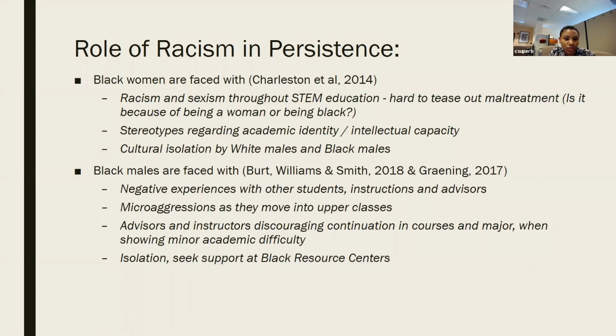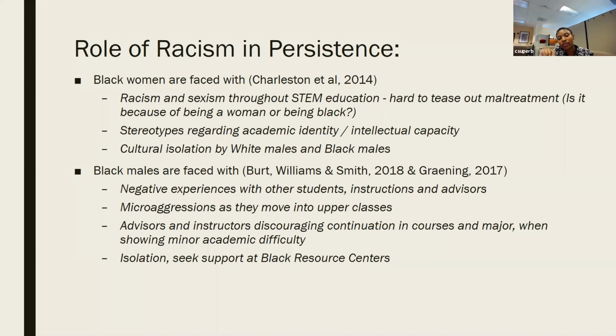They don't have an issue with sexism by nature of them being males, but they do experience negative encounters with students, instructors, and advisors. Sometimes advisors and instructors will discourage them from taking courses when they show slight difficulty, or maybe not even respond to them when they seek follow up for looking to be in a future grad program. And so they also face intellectual capacity stereotypes with students and things like that.